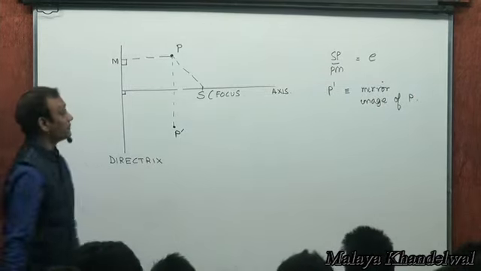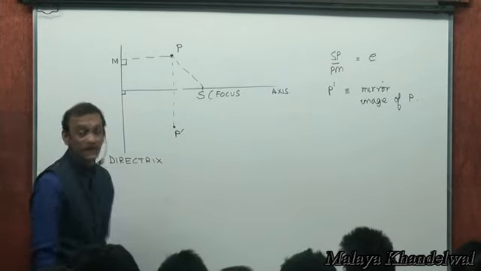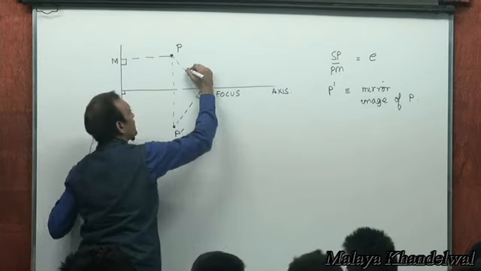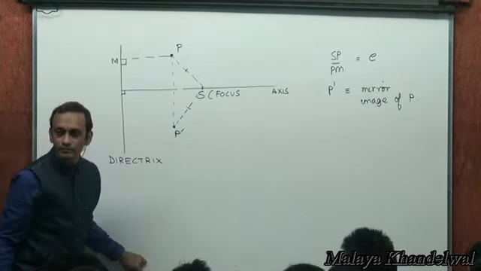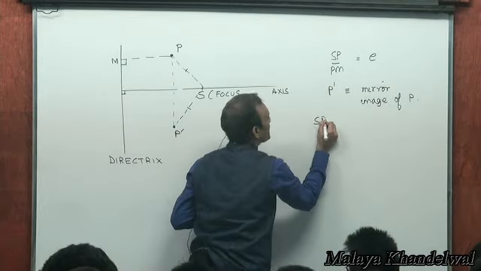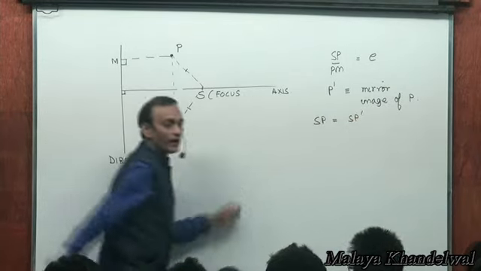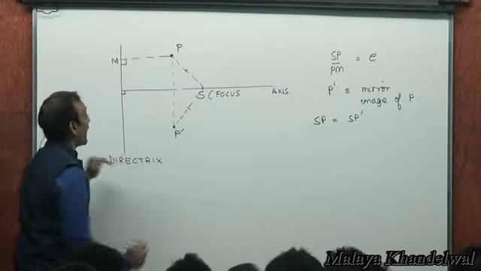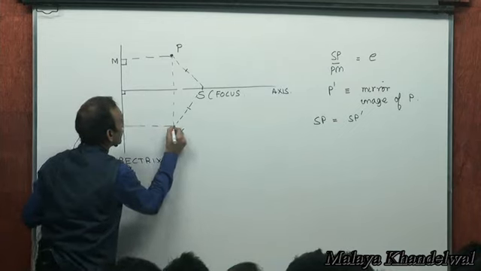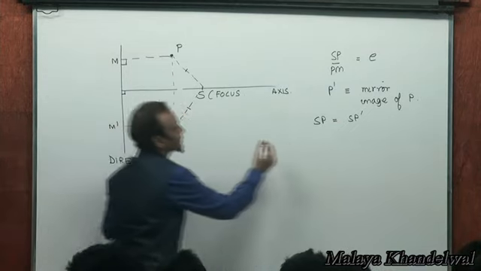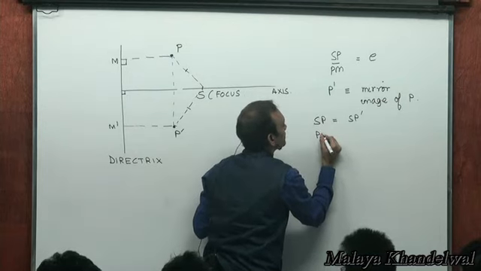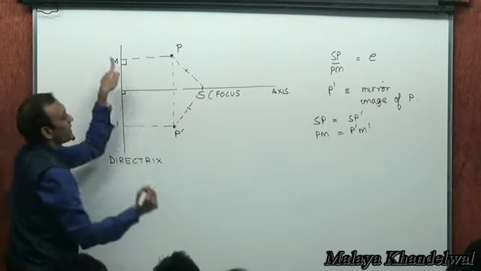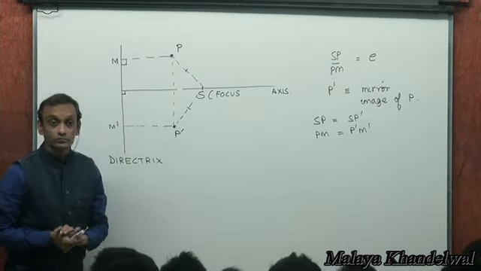Right? Then, if P prime is the mirror image of P, then you can very readily see out of congruence that SP is the same as SP prime, right? These two triangles are congruent, right? And P prime M prime is the same as PM. Yes or no? Yes. Right?